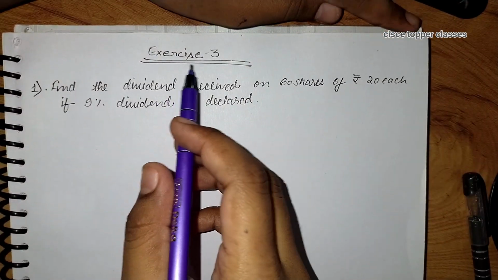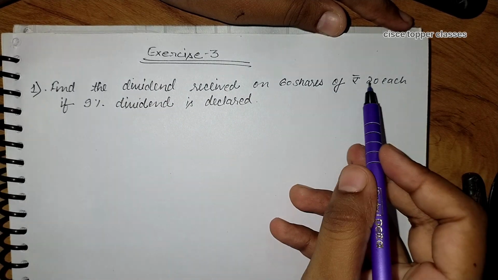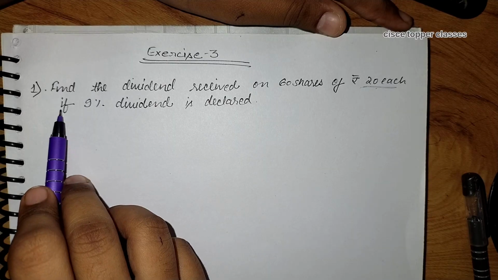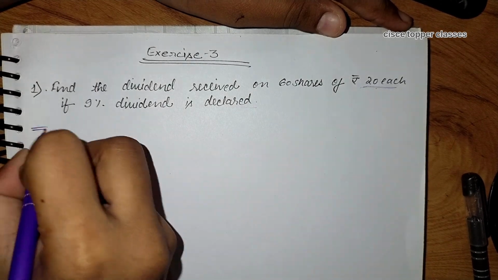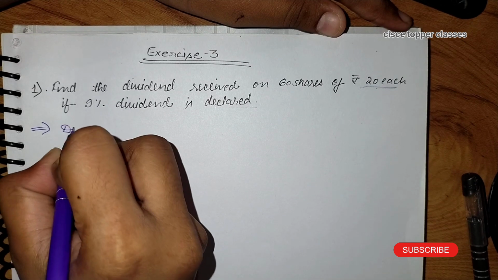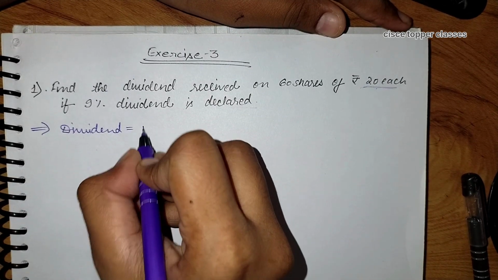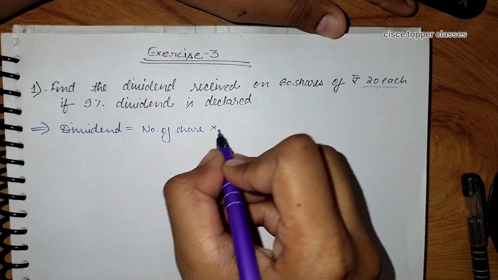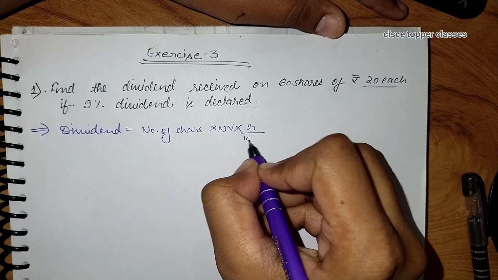Let us solve exercise 3, question number 1. Find the dividend received on 60 shares of rupees 20 each. This is the nominal value given to us of one share. If 9% dividend rate is declared. So we know the dividend formula, and we have to find the dividend only. So that is number of shares into nominal value into rate divided by 100.